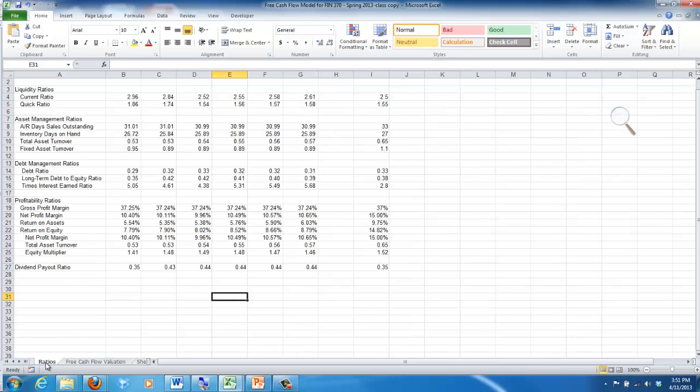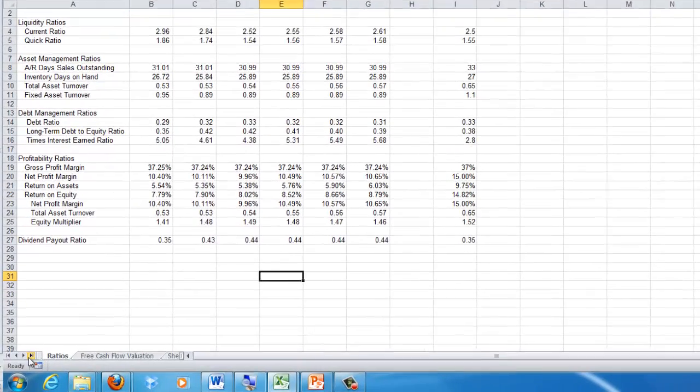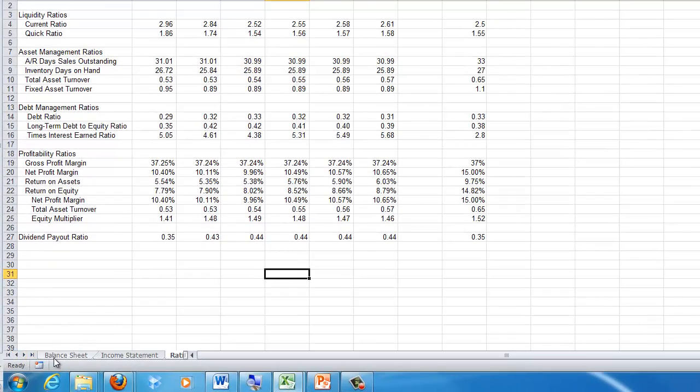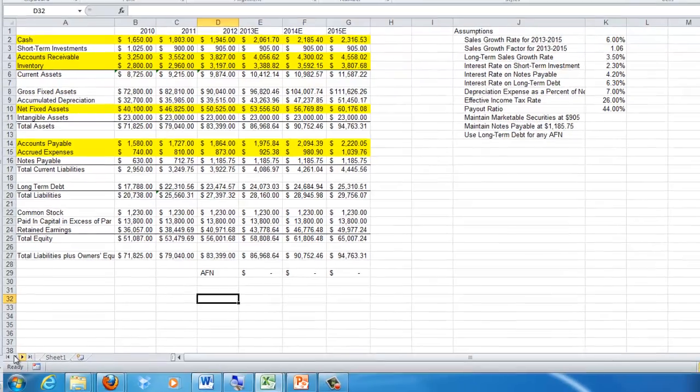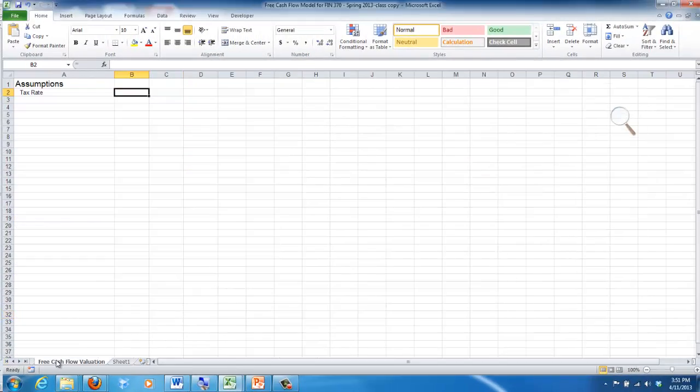And if I look back on my ratios, looking at the wrong thing here. I'm going to look at my assumptions. See if I have anything here. My effective income tax rate for the firm is 26%, so we'll use that going forward. So my tax rate is 26%.